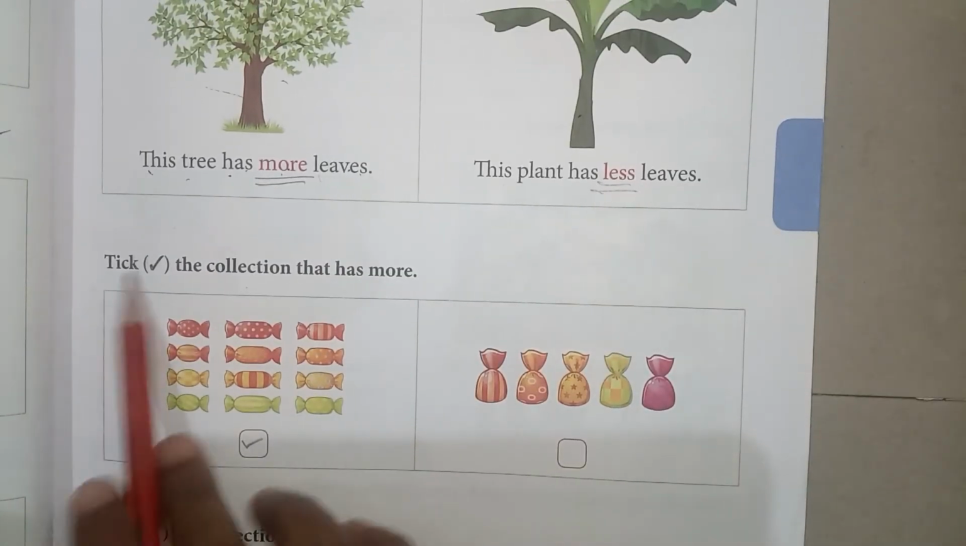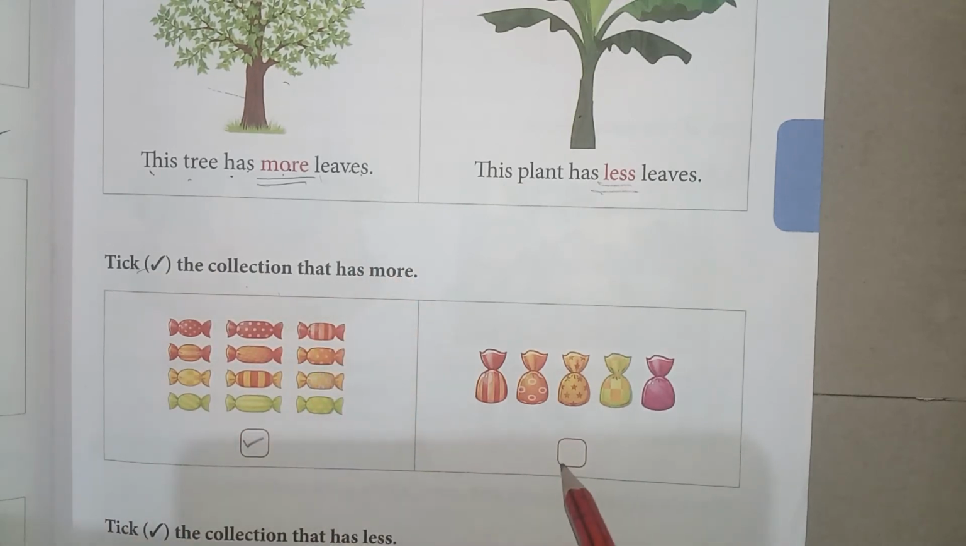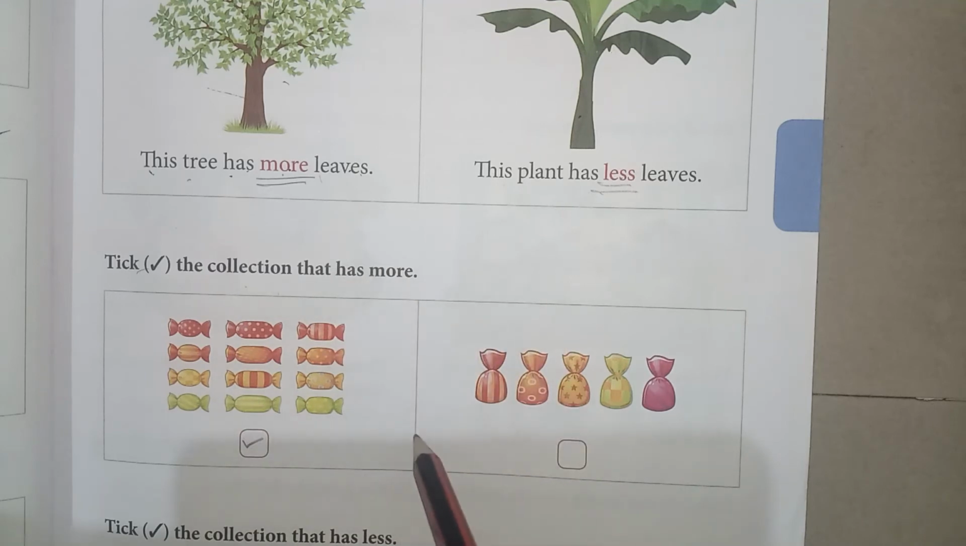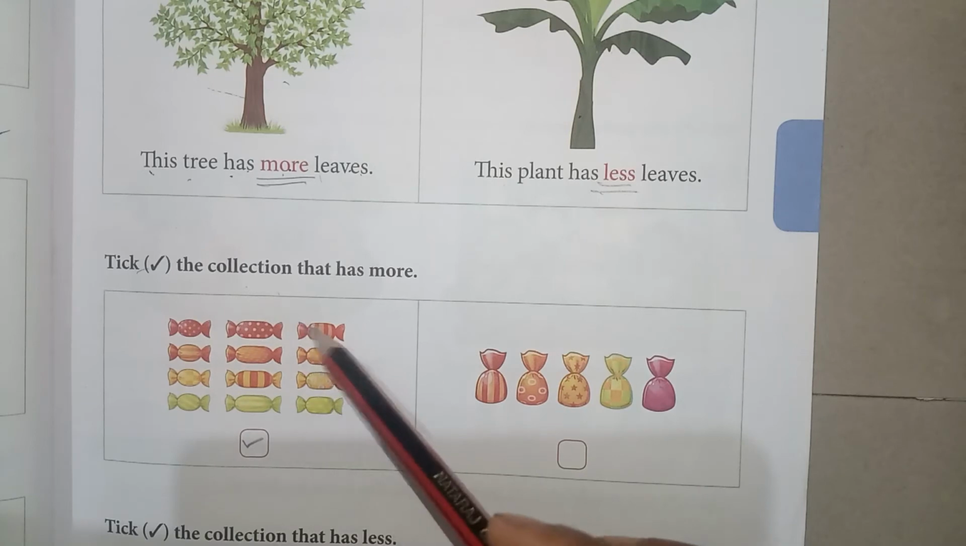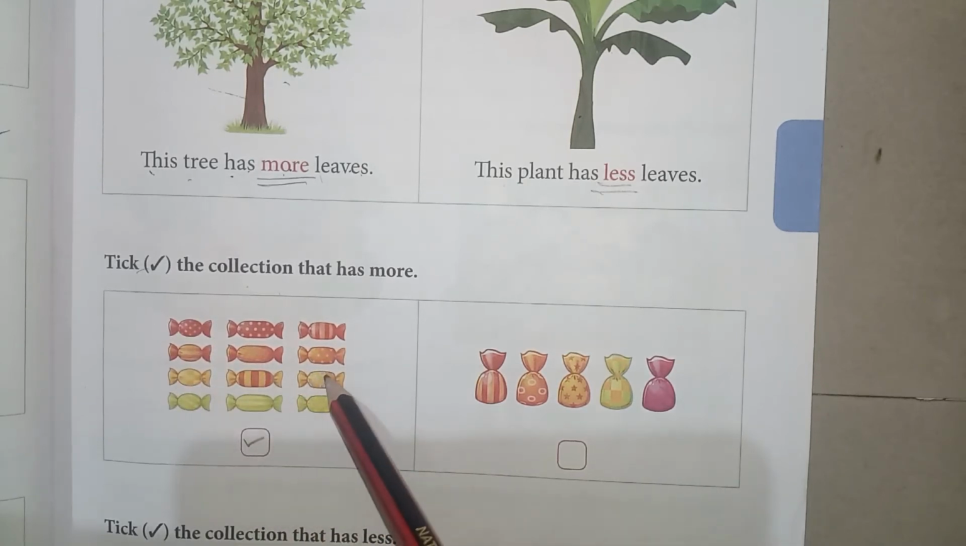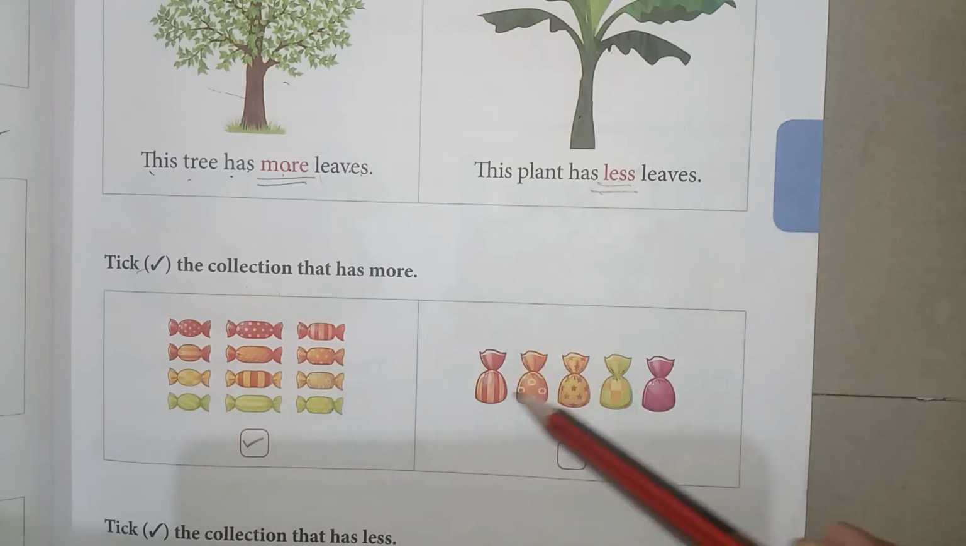Now, tick the collection that has more. Two collections are given here. Two different boxes are given here. Yes or no? Just count with me and we have to tick the one which has more collection. 1, 2, 3, 4, 5, 6, 7, 8, 9, 10, 11, 12. Yes, these are 12 chocolates.